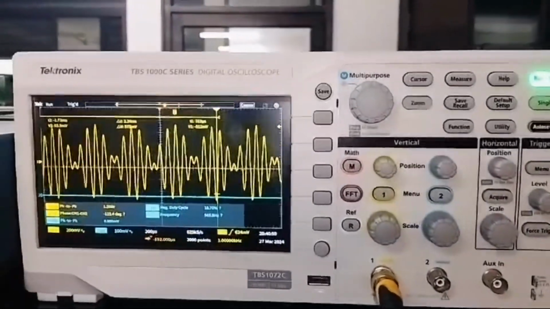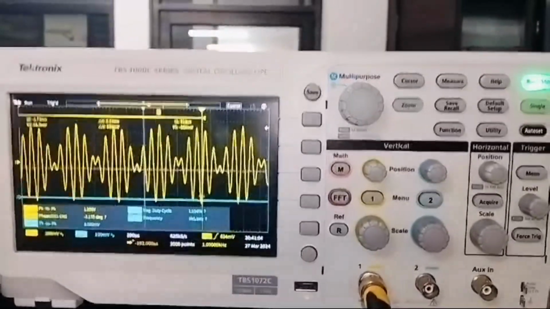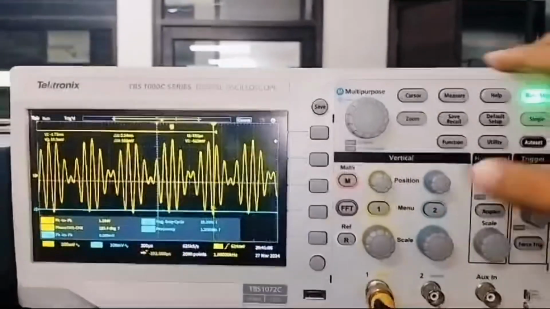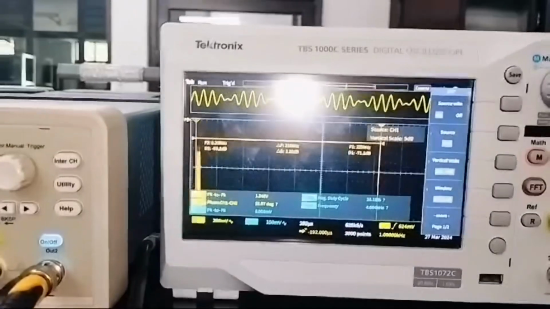So this is what we have obtained as the output waveform. It is triggered but not averaged. We can see that it looks like the product of two sine waves, and we can also see that it has an approximately 1.25 output voltage.